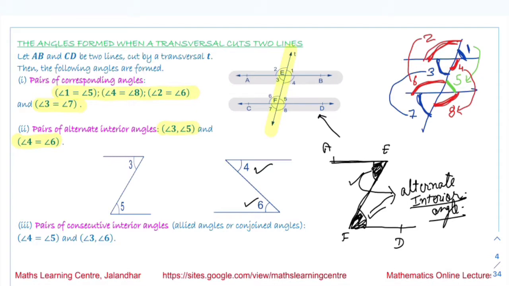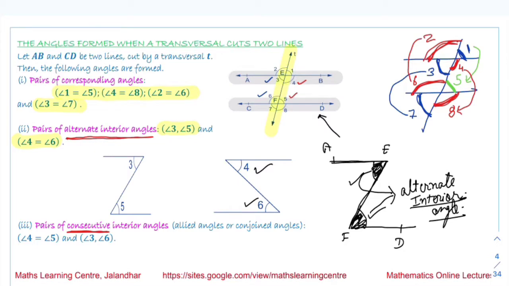Next is the pair of consecutive interior angles. These were the pairs of alternate interior angles. This is a consecutive interior angle. Consecutive means next. So we are saying 4 and 5 are consecutive interior angles. Similarly, 3 and 6 are consecutive interior angles.